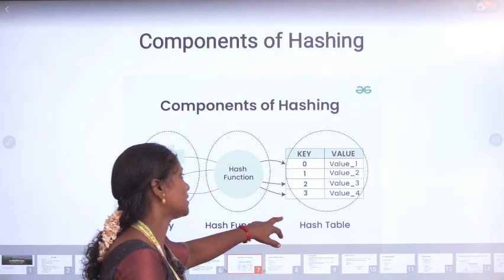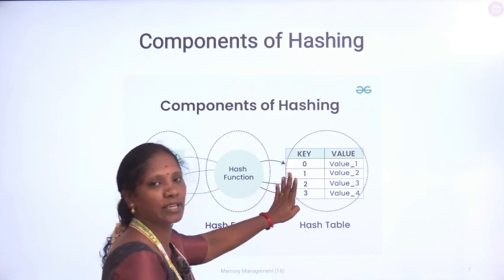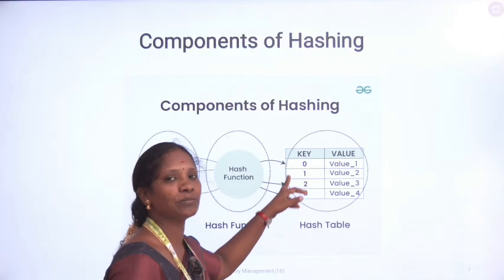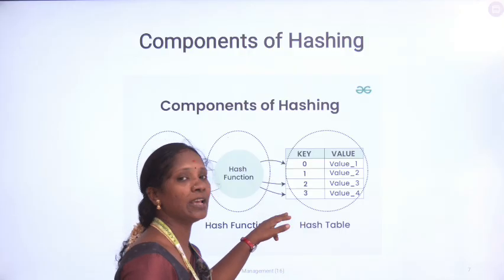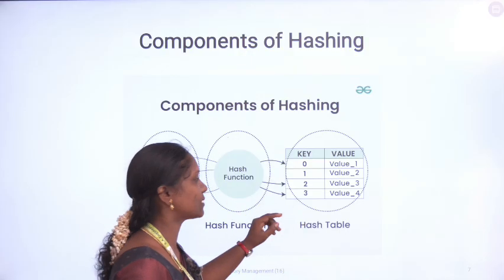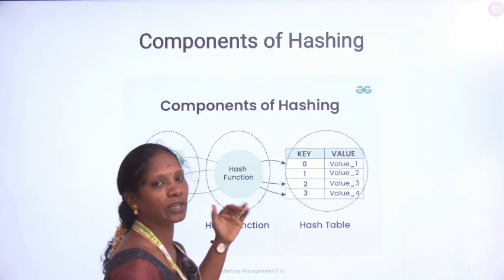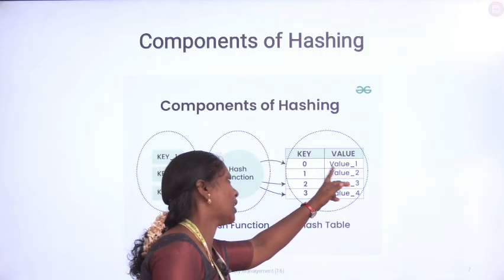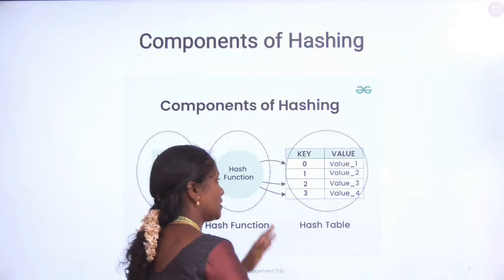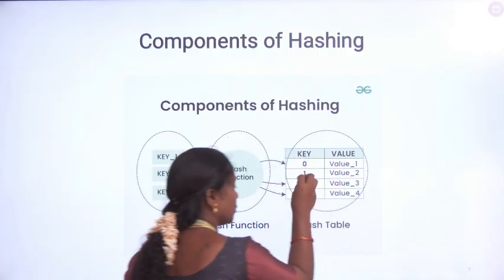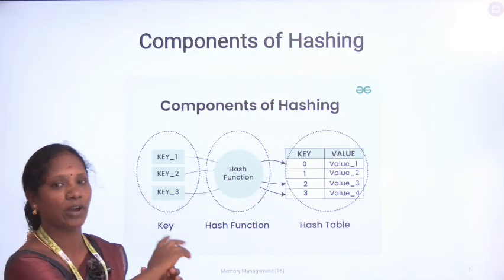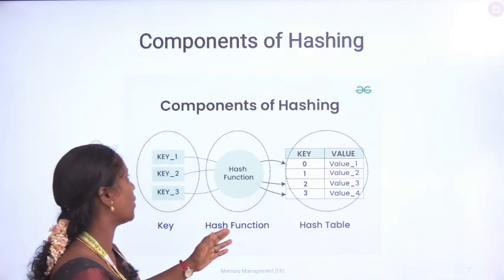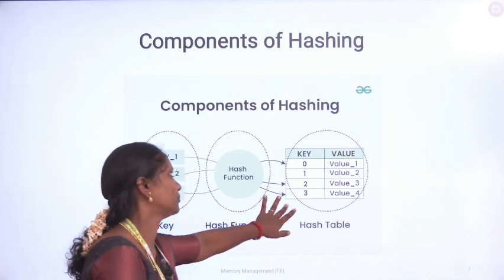We have a number of keys. Say we have 4 keys: 1, 2, 3, 4. If we arrange them in an array, the initial index value is 0, 1, 2, 3. So in total we have 4 values: value 1, value 2, value 3, value 4. This is our original value. These values should be stored in an array, and the array index values are 0, 1, 2, 3, 4. This is for the components of hashing.